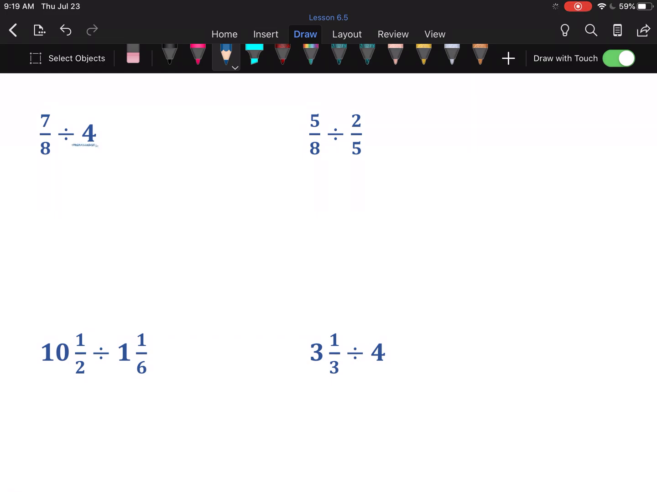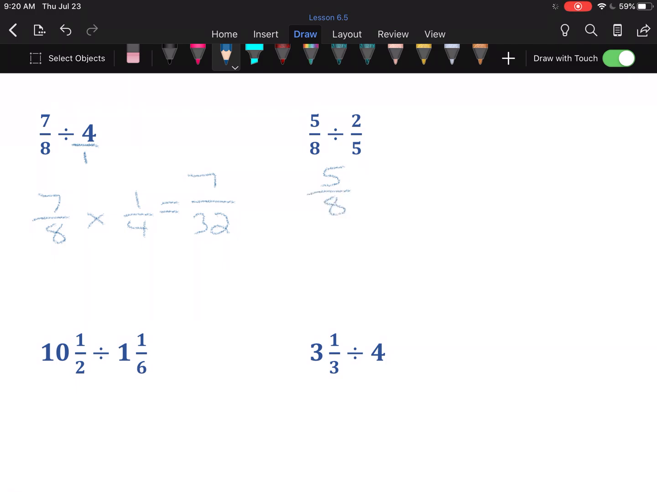So don't forget 4 is 4/1. So keep, flip, change. There's no simplifying to do diagonally now. So 7 times 1 is 7, and 8 times 4 is 32.